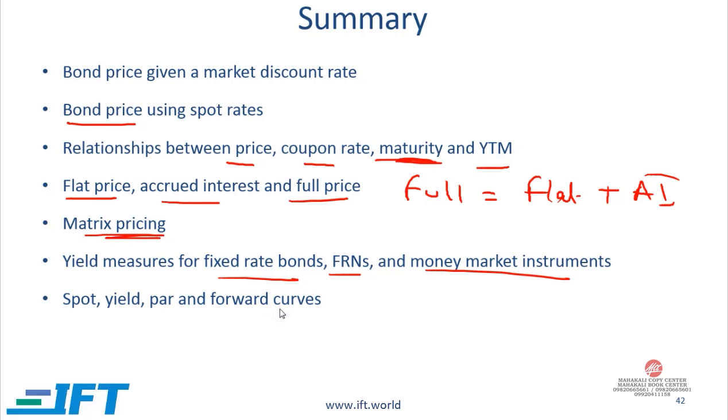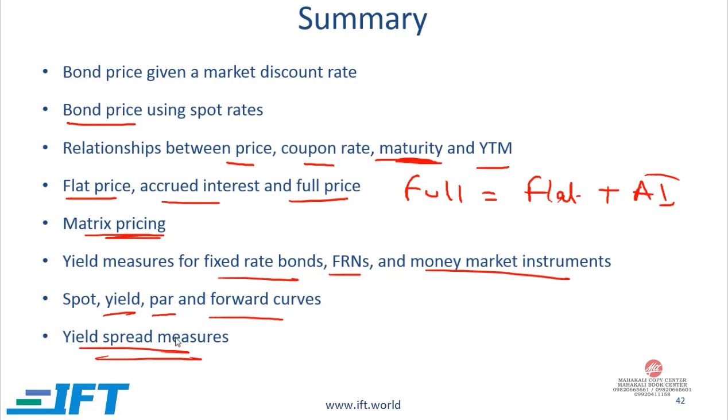Spot, yield, par, and forward curves. With a spot rate curve, you plot spot rates against maturity. With a yield curve, you plot yield against maturity. With par, you plot yield against maturity, but you assume that the bonds are priced at par. And with forward rate curves, you plot forward rates against maturity.